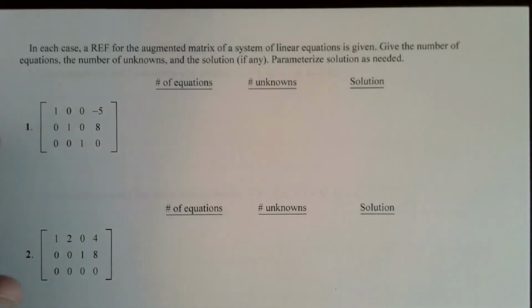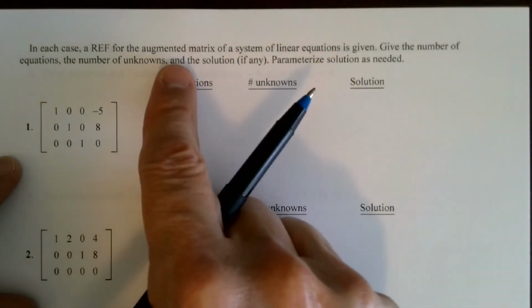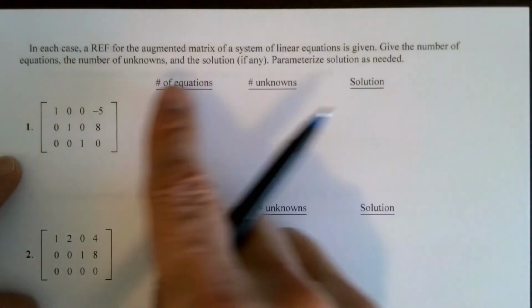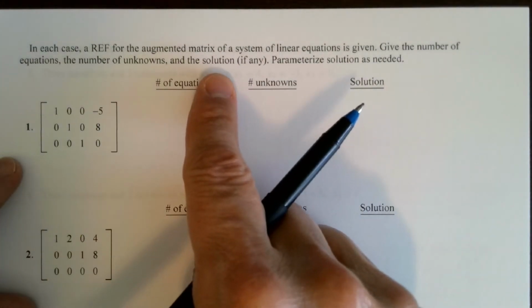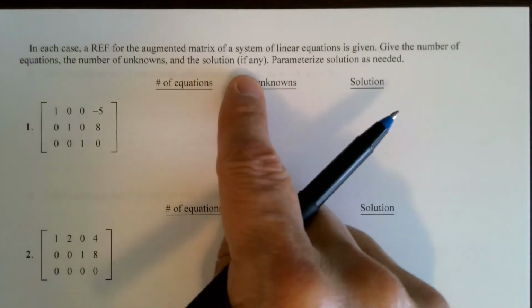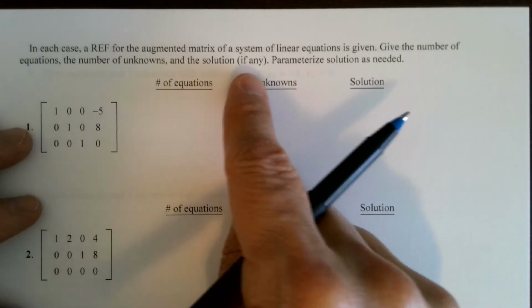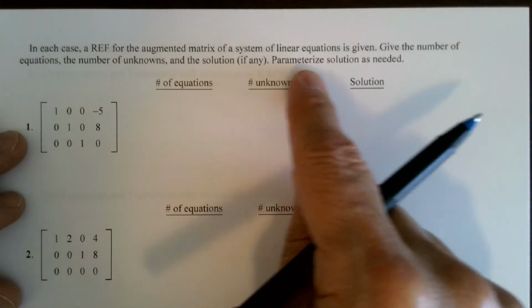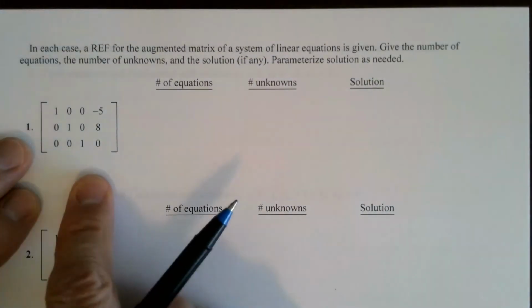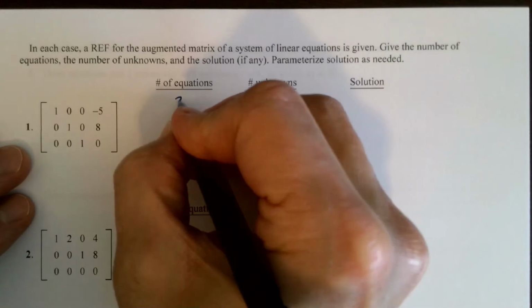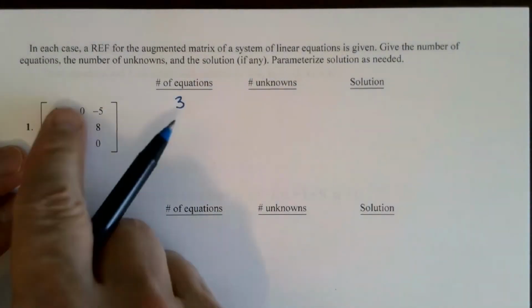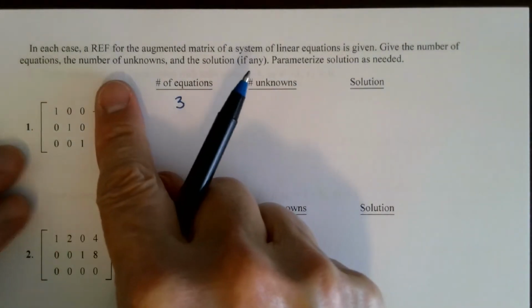In each case, we have a row echelon form for an augmented matrix of a system of linear equations. I want you to give me the number of equations, number of unknowns, and the solution, if any. By if any, I mean otherwise you write no solution. And if it's infinitely many solutions, we're going to parameterize. Looking here, I have 1, 2, 3 rows, so that means 3 equations. I have 4 columns. Remember, the last column is for constants.